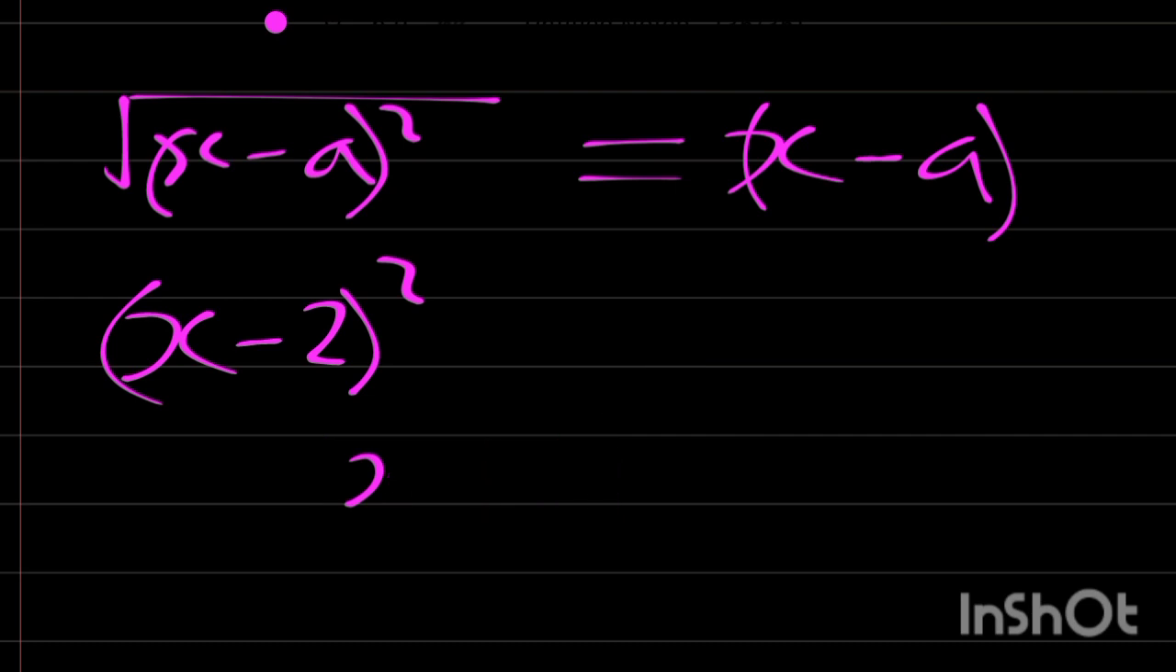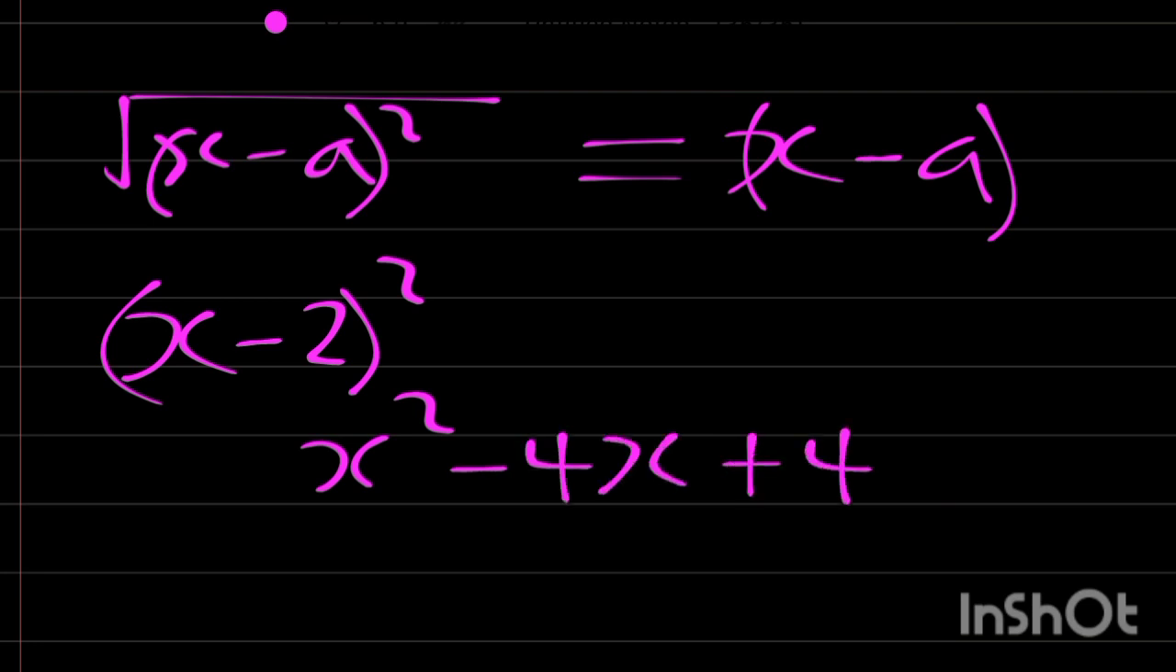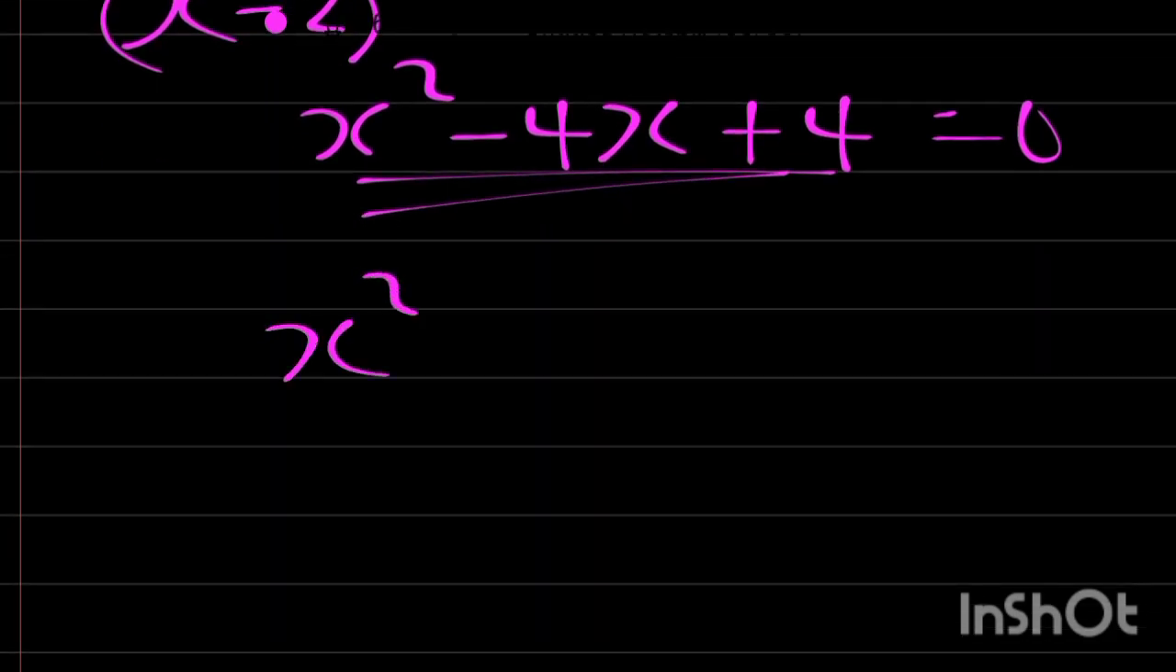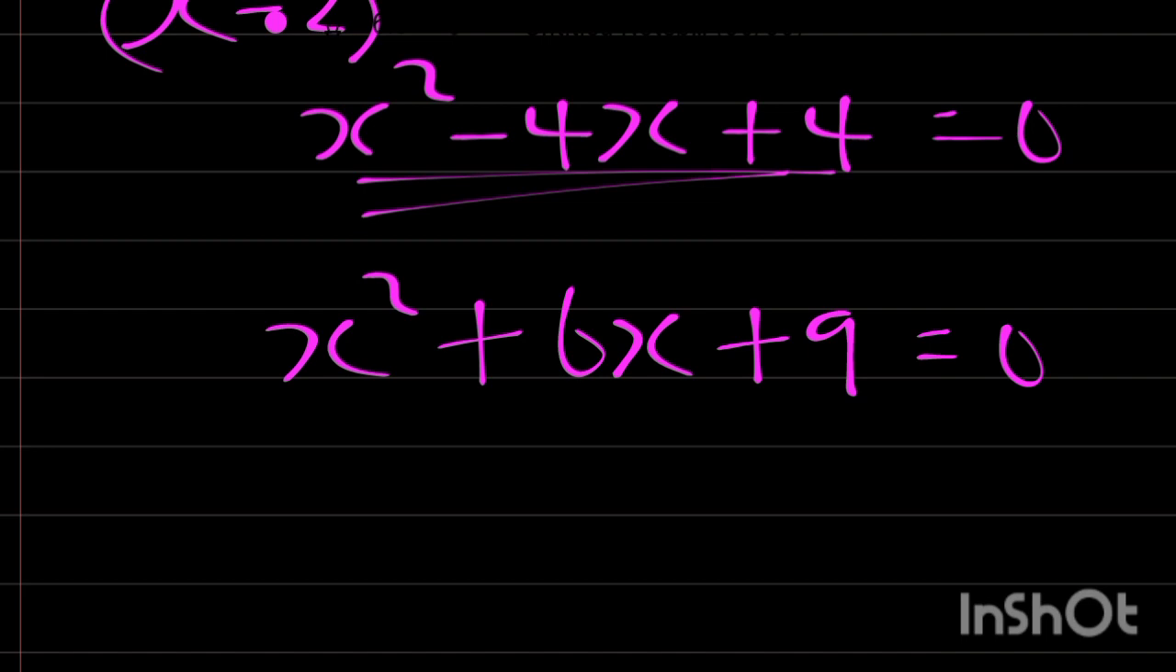What if I should expand this expression? x squared minus 4x plus 4 is equal to 0. It becomes somehow hard for you to identify that x squared minus 4x plus 4 is a perfect square. In case, let's take for instance, if I have x squared plus 6x plus 9 is equal to 0. How will you know that this expression is a perfect square? And how will you know maybe this first one is also a perfect square or not?